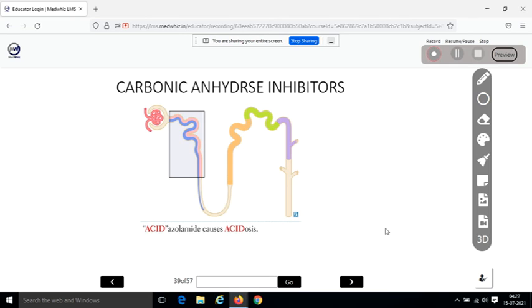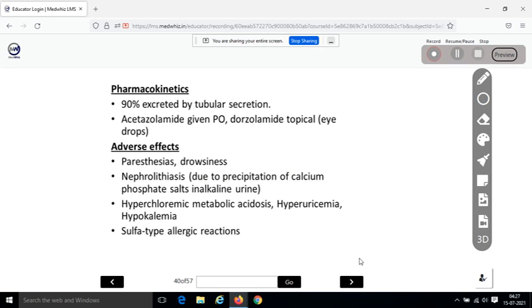So now we have learnt pharmacokinetics and pharmacodynamics. Pharmacodynamics is by preventing carbonic anhydrase activity, which depresses bicarbonate reabsorption in the proximal tubule. Now it is given orally, and acetazolamide topical eye drops are also available.